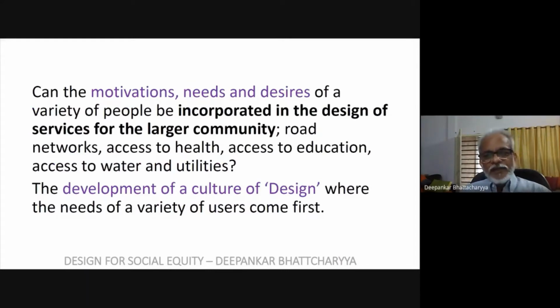Now, the question that we must ask when we talk of design for social equity is, can the motivations, needs, and desires of a variety of people be incorporated in the design of services for the larger community? In the road networks, access to health, access to education, access to water and utilities. Can we have a development of a culture of design where the needs of a variety of users come first? Can our surroundings speak of a culture of design?